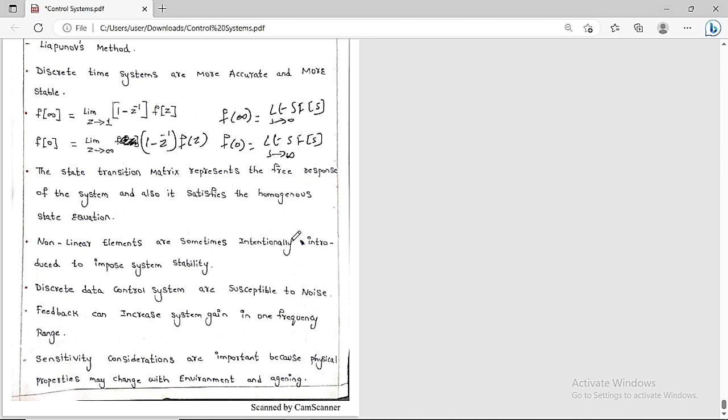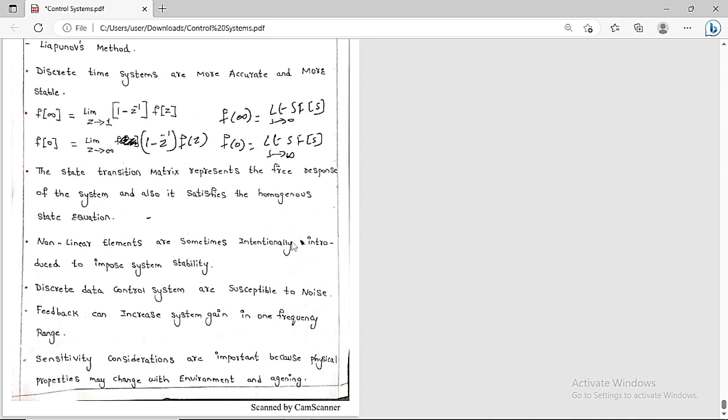The next point is the state transition matrix represents the free response of the system, and it also satisfies the homogeneous state equation. I have already told you, whenever the input is equal to 0 and you get the output based on the initial condition, that is called a free response. The free response is represented with the help of the state transition matrix. So, what is a state transition matrix?